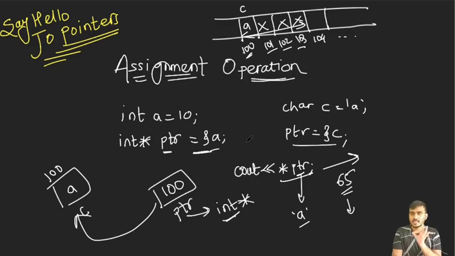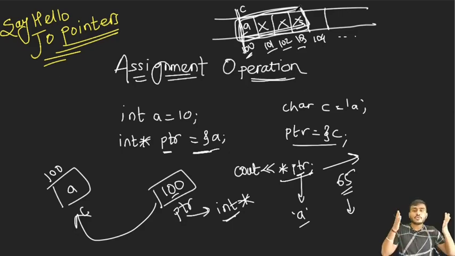So whenever we write star PTR, what will the compiler do? The compiler has the address inside PTR, which is 100 in this case. So the compiler will go to memory location 100, and from there it will fetch the next 4 bytes. Why is it fetching the next 4 bytes? Because it assumes that the pointer is pointing to an integer variable, and we all know that an integer takes 4 bytes of memory. That's why the compiler is fetching the value from 4 bytes.